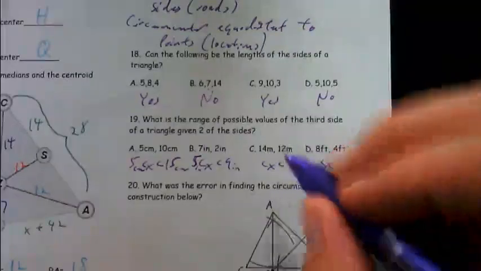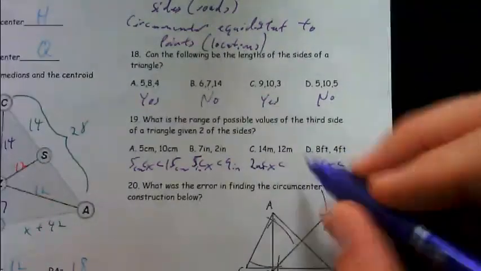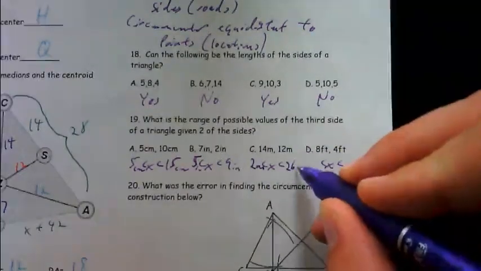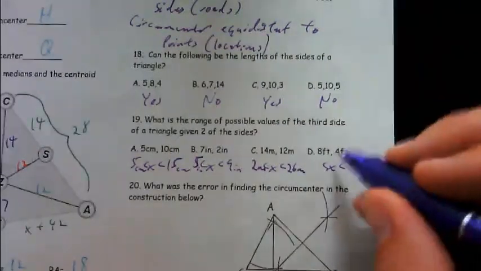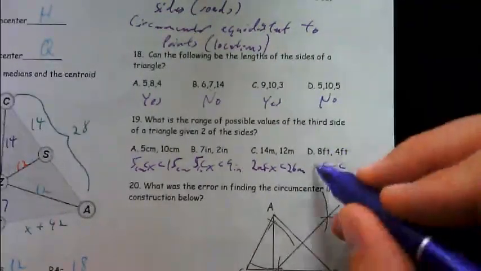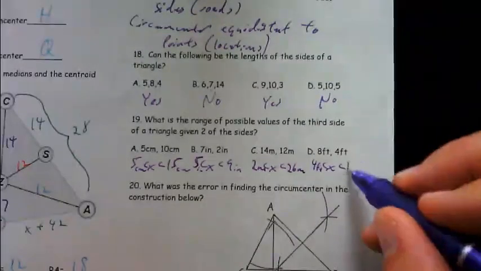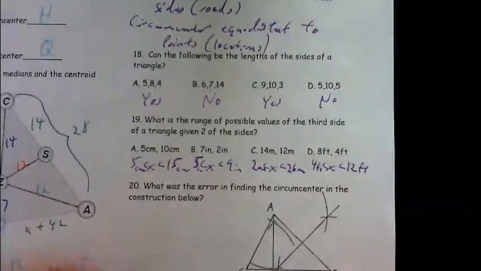On this one, subtract them, you get 2. Add them, you get 26. And that's in meters. And the last one is in feet. Subtract them, you get 4. So 4 feet to 12 feet when you add them.